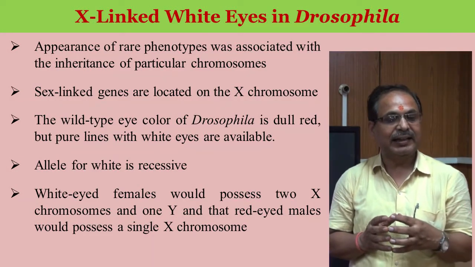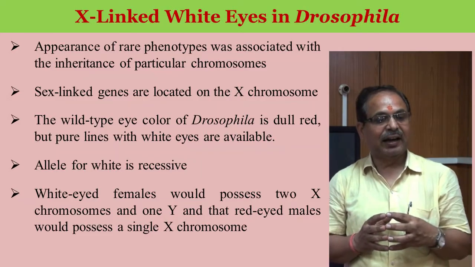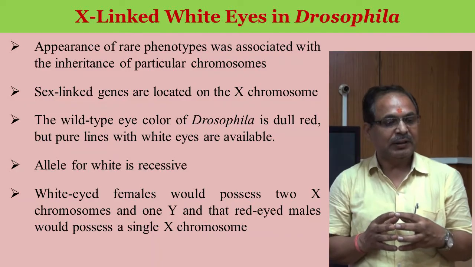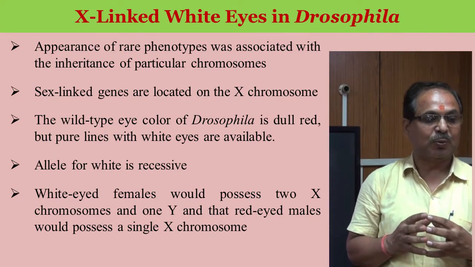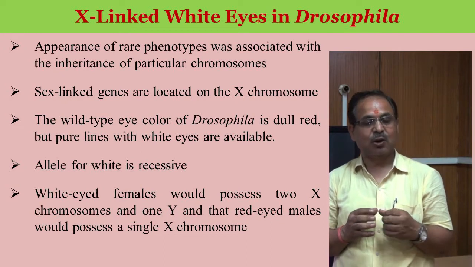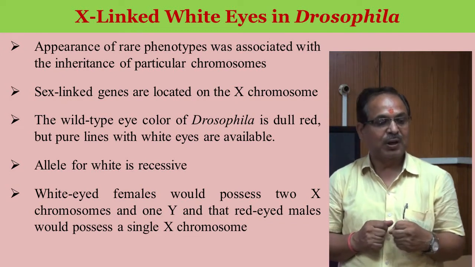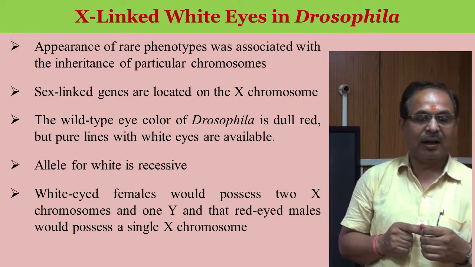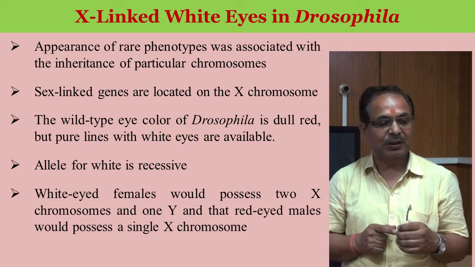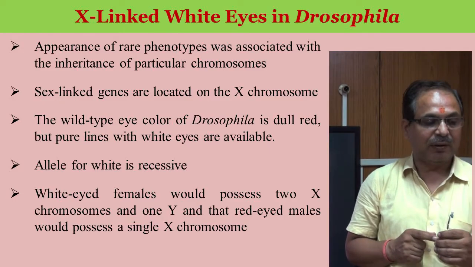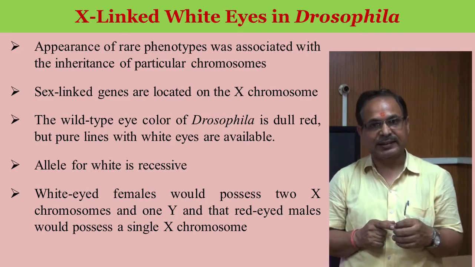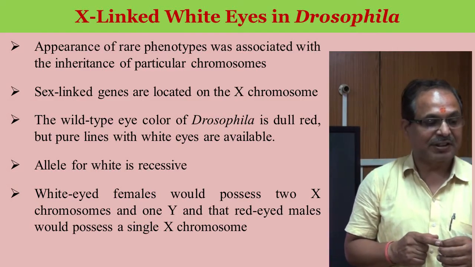X-linked characters were discussed already in the eye color of Drosophila, where the appearance of white-colored eye was very rare, and that phenotype was associated with the inheritance of a particular chromosome, and those sex-linked genes are located on the X chromosome. The wild-type eye color of Drosophila is dull red, but pure lines with white eyes are also available. So here the allele for white eye color is recessive.